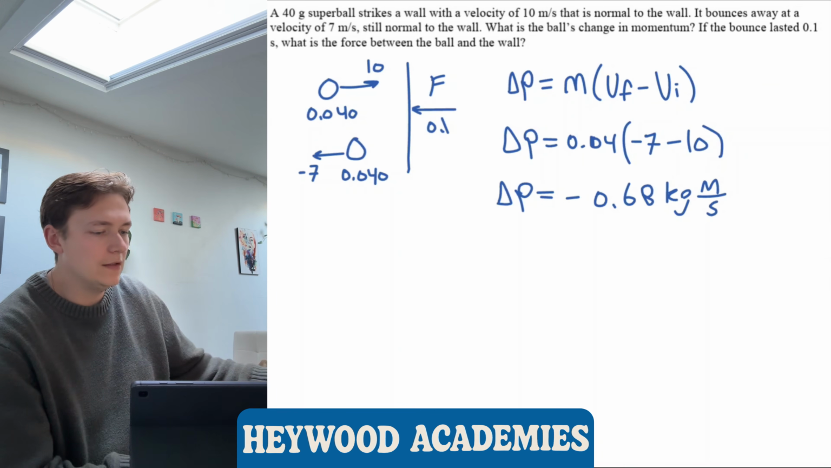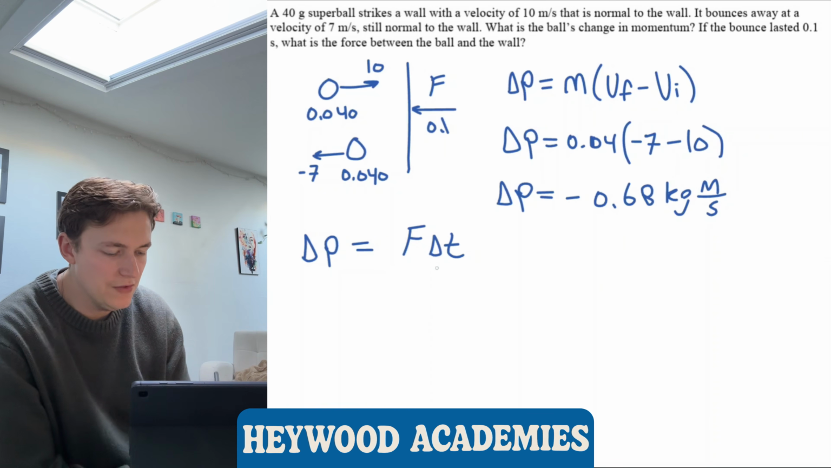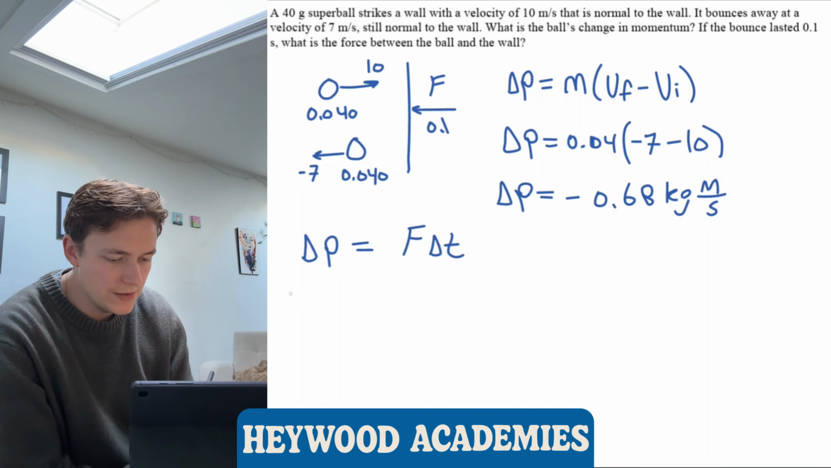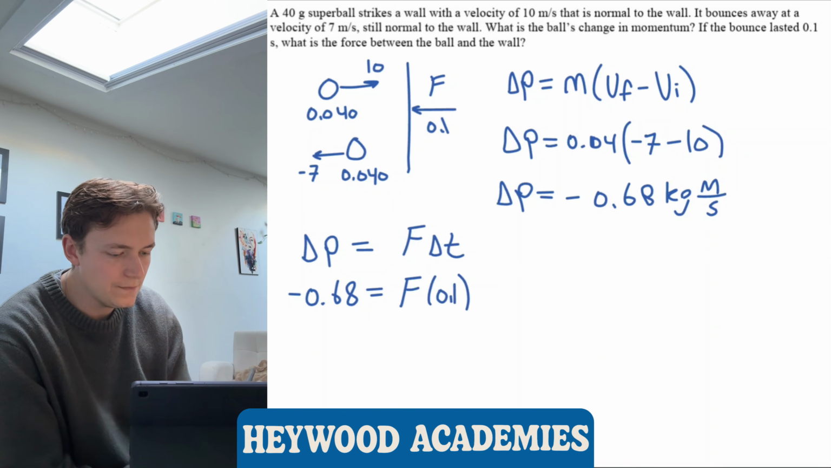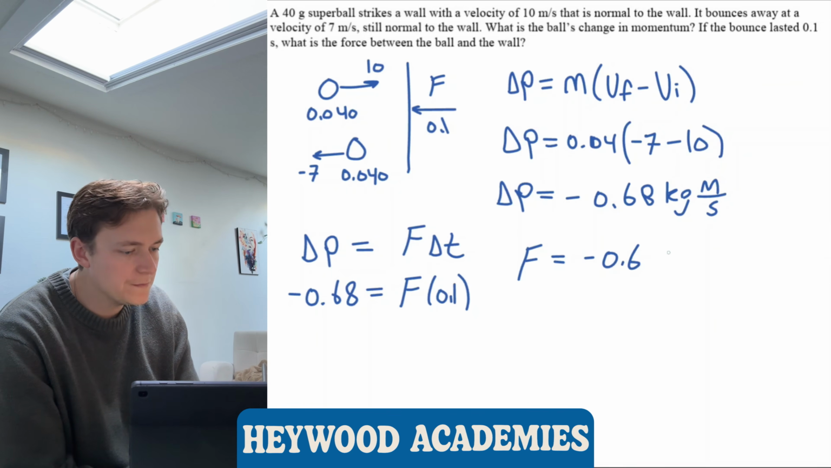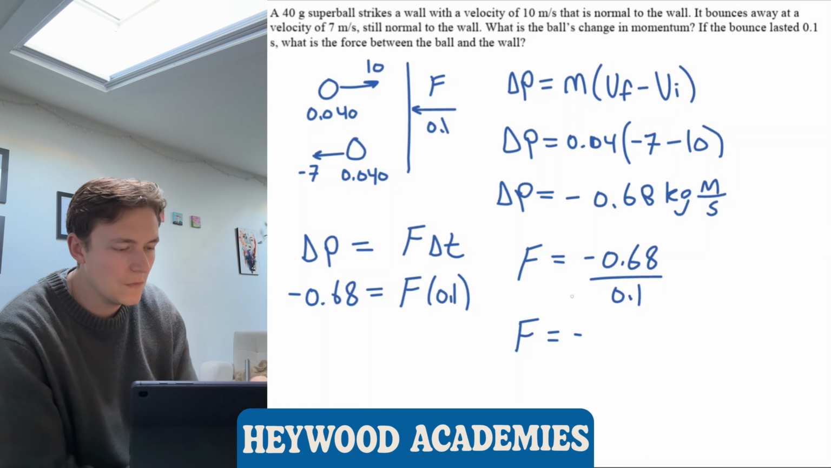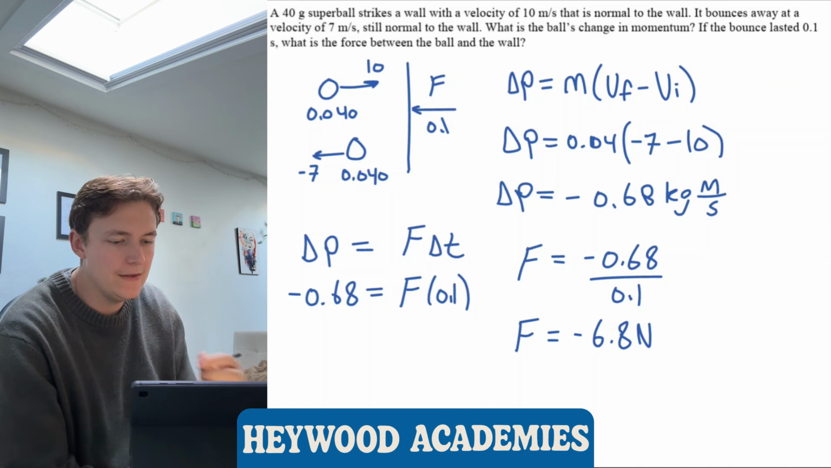Now we can go over and look at the forces. So now we can say change in momentum is equal to force times change in time. Change in time was given, so we can plug those in and solve for the force. So that change in momentum was -0.68, and the time that we had was 0.1. So we can divide both sides by 0.1, and we'll get the value for that force. Let's get that force as -6.8 newtons, and that'll be our answer.